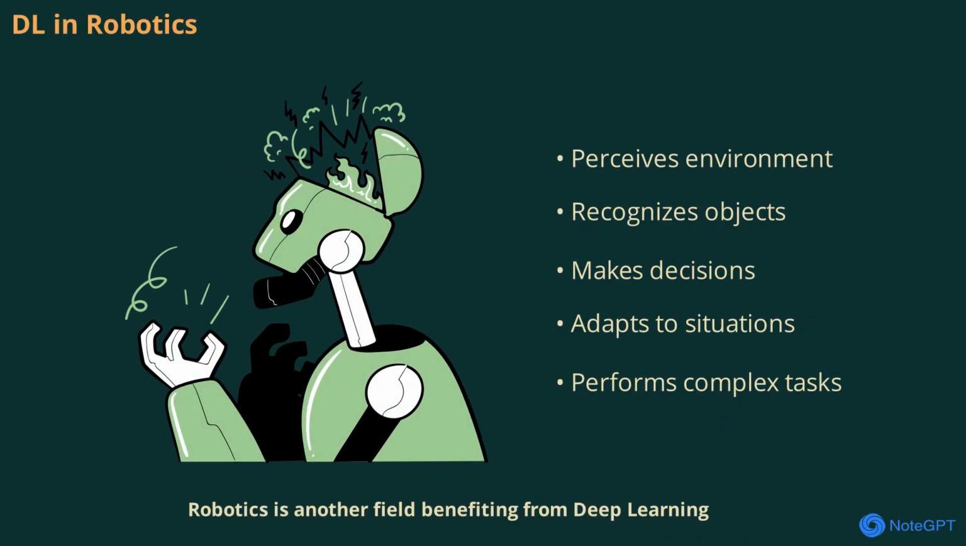Robotics is another field benefiting from deep learning. DL models enable robots to perceive their environment, recognize objects, and make decisions. By processing sensor data through neural networks, robots can adapt to new situations and perform complex tasks. This flexibility is essential for applications in manufacturing, healthcare, and exploration.